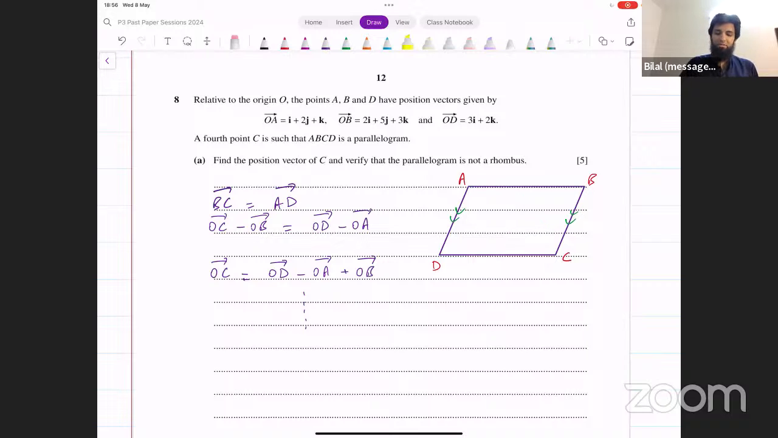So what you can do is find the length of two adjacent sides, AD and AB, for instance. If their lengths are different, that means it's not a rhombus, sorry. Okay, so you can do that, pretty straightforward.